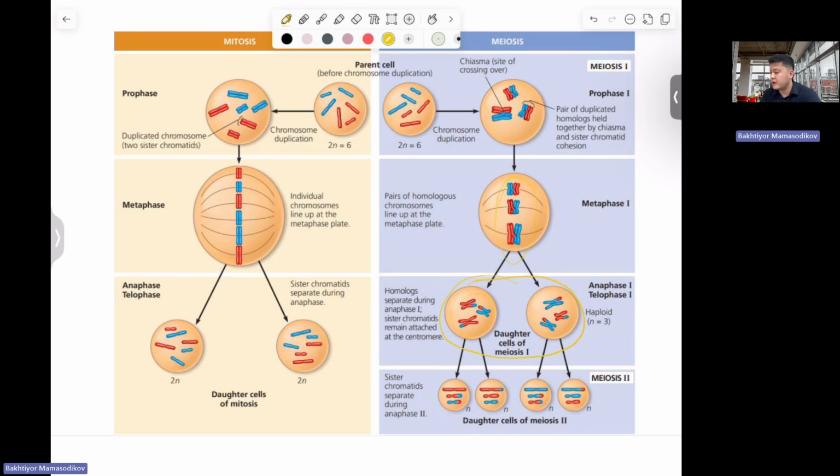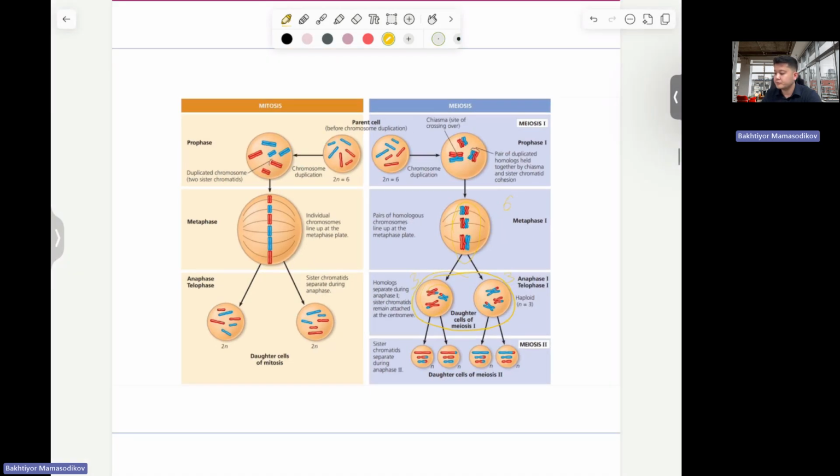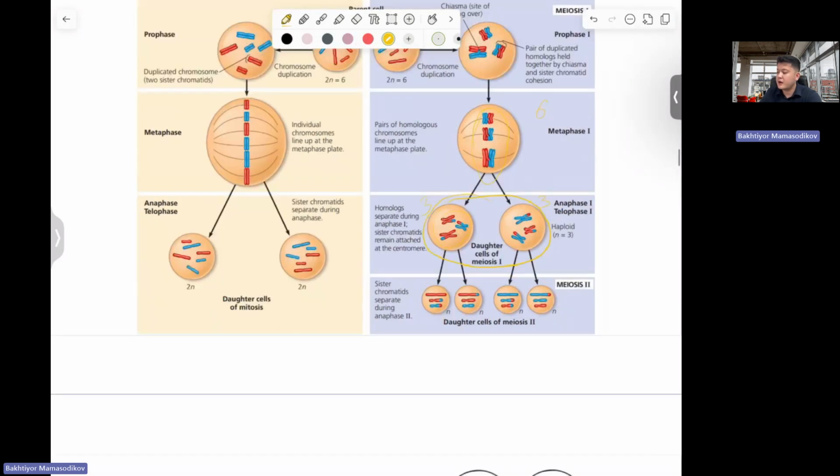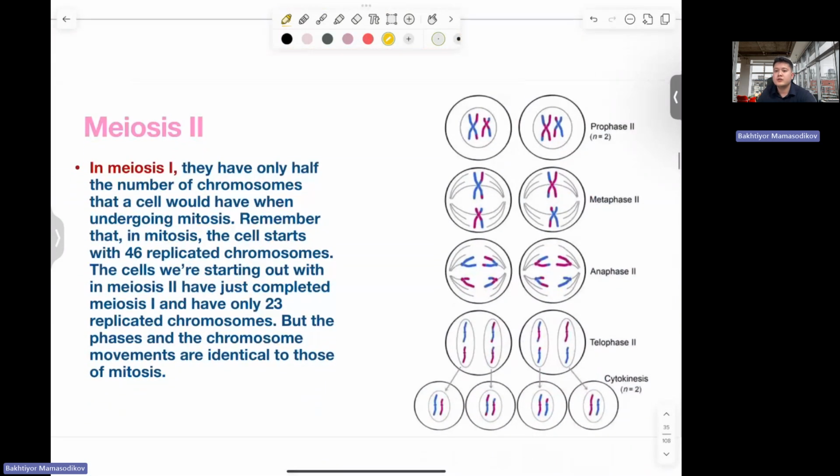In the cell before, we had 6 chromosomes. Now each cell has 3 chromosomes respectively. So you can read this chart by yourself. I will share the slide. So, let's talk about meiosis II.